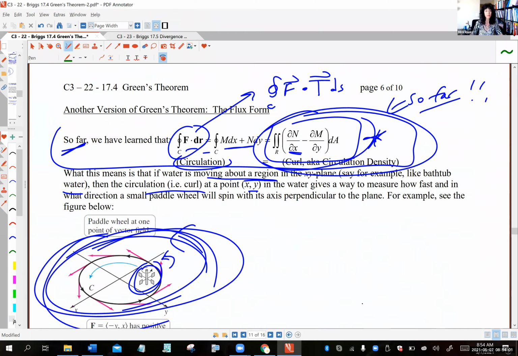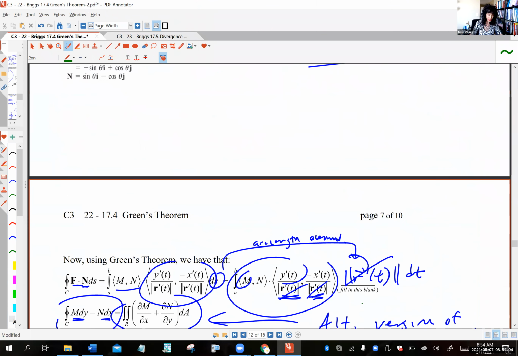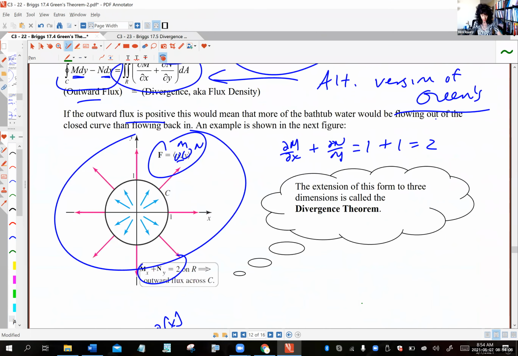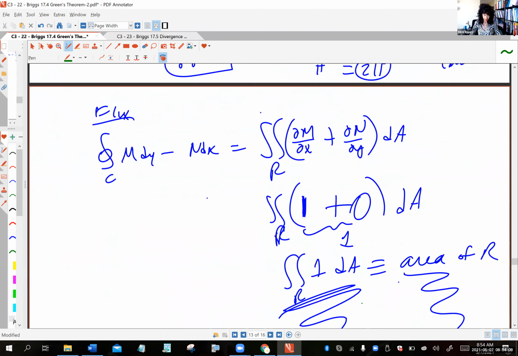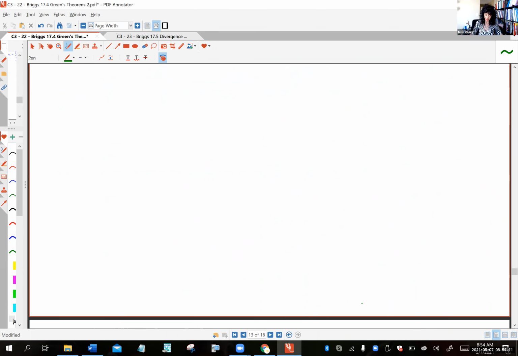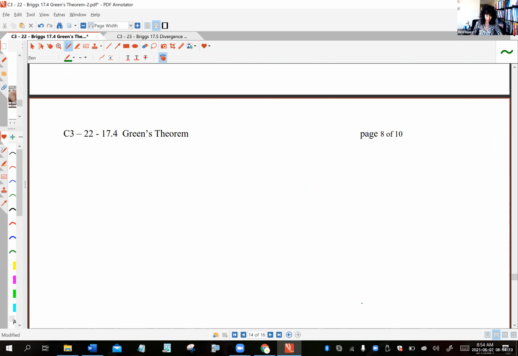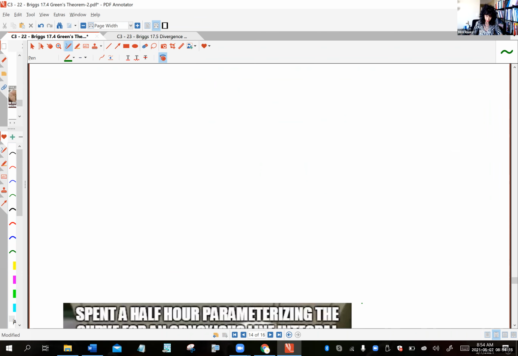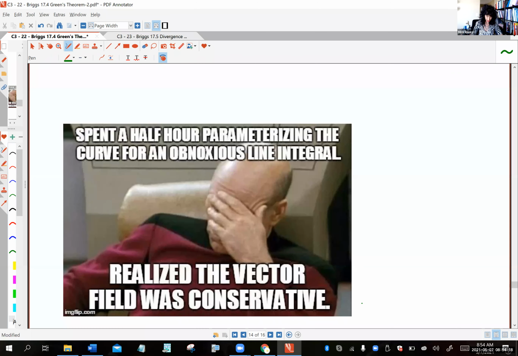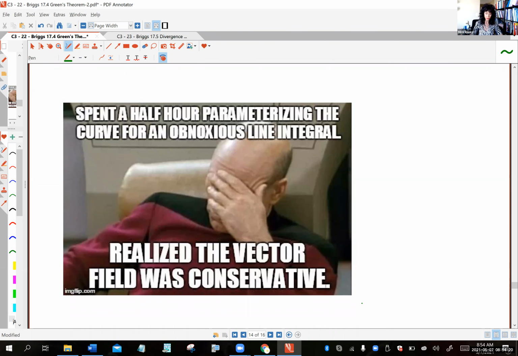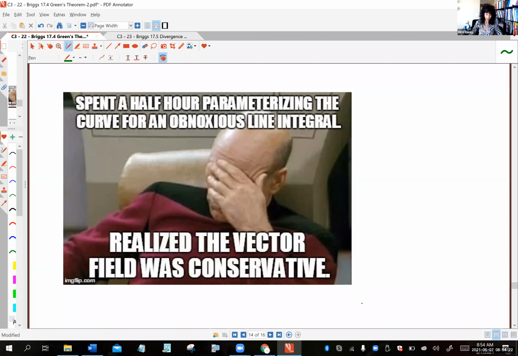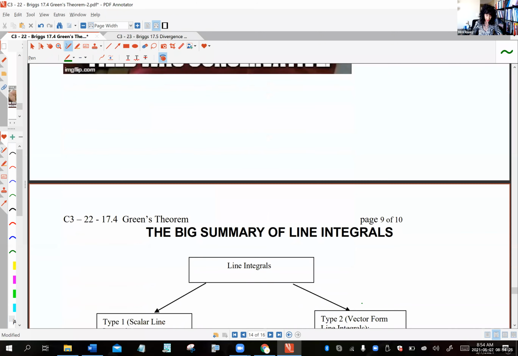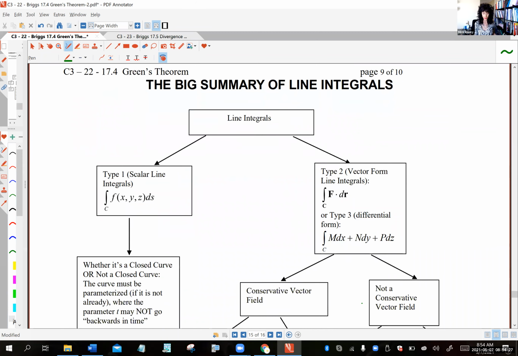Now, to wrap up Green's theorem, I made an overall summary flow chart for you. I didn't find this in any book. I came up with it, and it's my gift to you. Oh, here's another meme: spent a half hour parameterizing a curve from a noxious line integral, realized the vector field was conservative. Okay, here's a big summary of line integrals. So somebody gives you a line integral. Boom. Here. Enjoy. So what do you do with it?